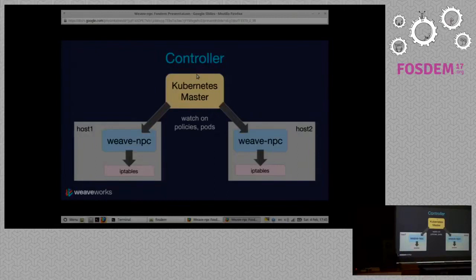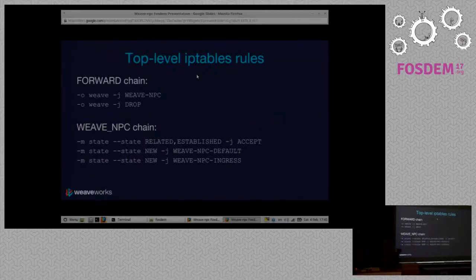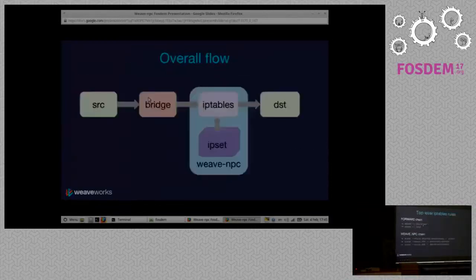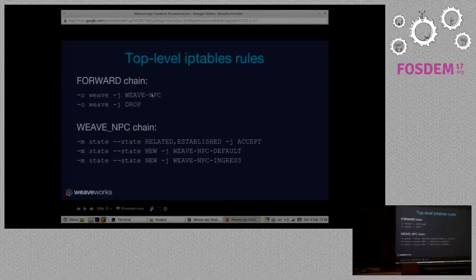Then we drive IP tables. I told you that was important. How does that work? Well, we inject into the top-level forwarding chain a rule that says we're going to check some rules under the heading of Weave NPC, Network Policy Controller. If we do not pass those rules, then drop the packet. So that's the most important thing. We fail safe.